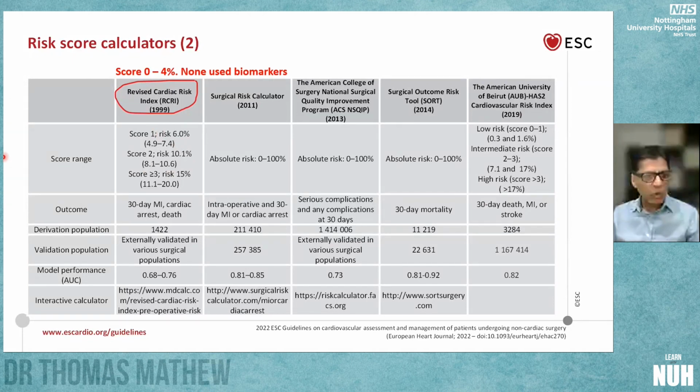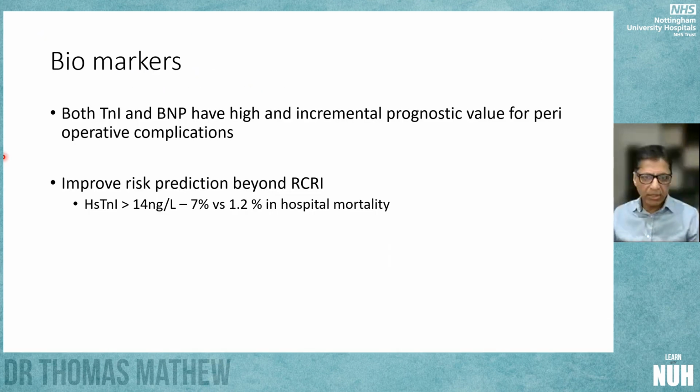None of these risk scores have taken into consideration biomarkers, which are new in this document and widely mentioned throughout the document. And that's from increasing evidence over the last number of years showing that two of the biomarkers, specifically the high sensitive troponin and BNP, both have incremental predictive value over and above your clinical assessment and any risk score that you use.